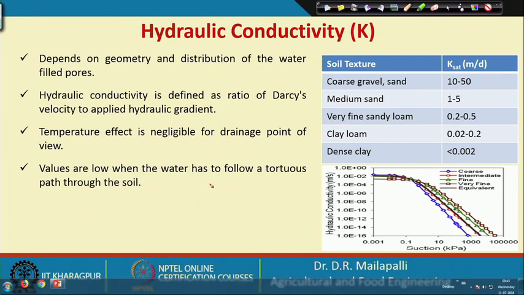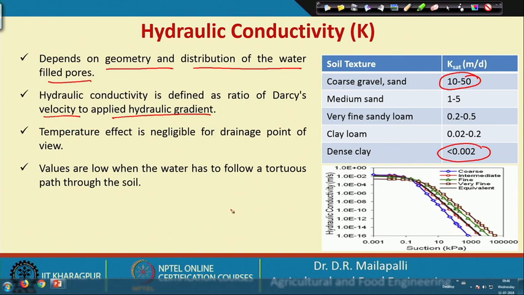Okay. So, it basically depends on, of course, the geometry and the distribution of water-filled pores. The hydraulic conductivity, as I mentioned in the previous slide, is the ratio of velocity to the applied hydraulic gradient. So, for a unit hydraulic gradient and unit cross-sectional area, the flow through the saturated media is equal to the hydraulic conductivity. If you see the K sat in meters per day, coarse sands are 10 to 15 and dense clay is less than 0.002, which means the soil texture is definitely influencing it.